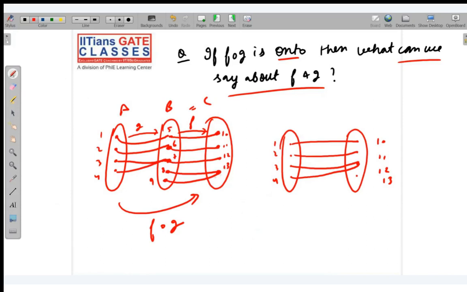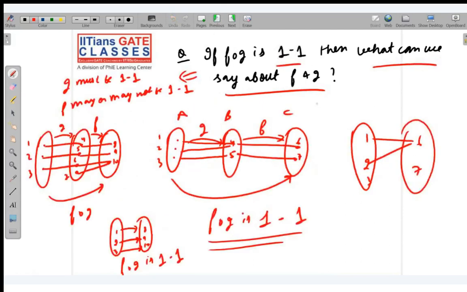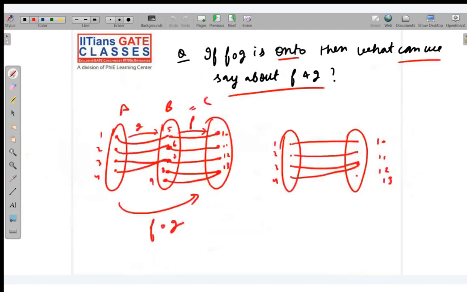So when F is onto, F of G to be onto, what can you say about F and G? Let me check this out. F of G is onto, then what can you say about F and G? Since F of G is onto, G should be onto, no? So here F should be onto. So here F is onto, nothing is left out here. And here in case of G, G is not onto.